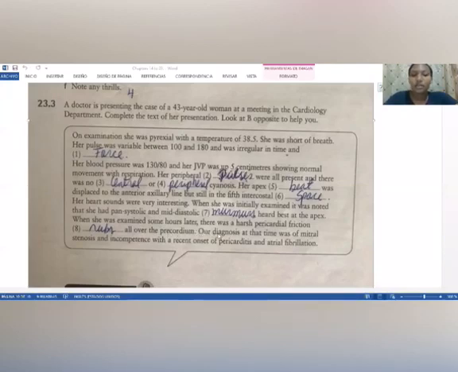Our diagnosis at that time was of mitral stenosis and incompetence with a recent onset of pericarditis and atrial fibrillation.